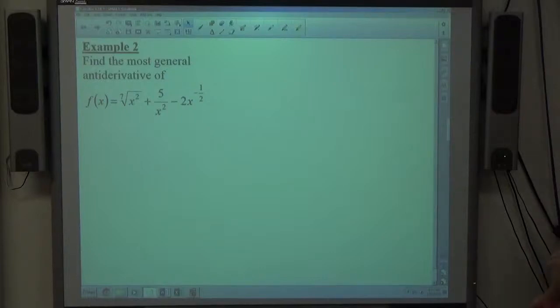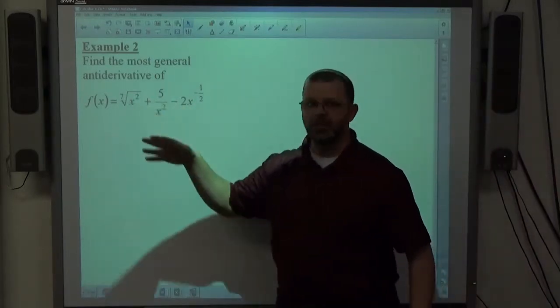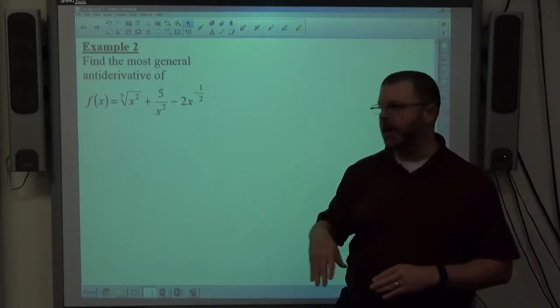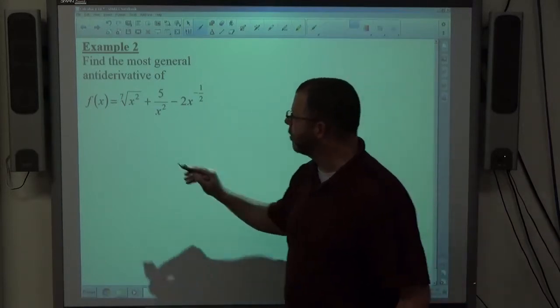Okay, example 2, most general antiderivative of this. Now notice, got a couple things going on here. First thing is I got a radical. And just like derivative world, I don't want to differentiate radicals, I don't want to anti-differentiate radicals. So power structures are better than radical structures.